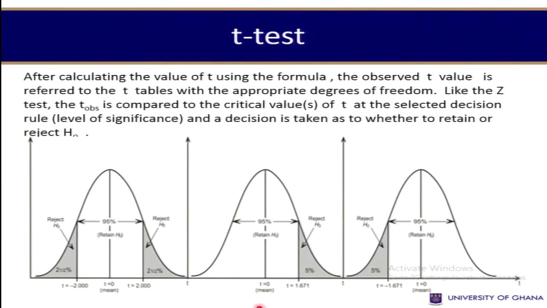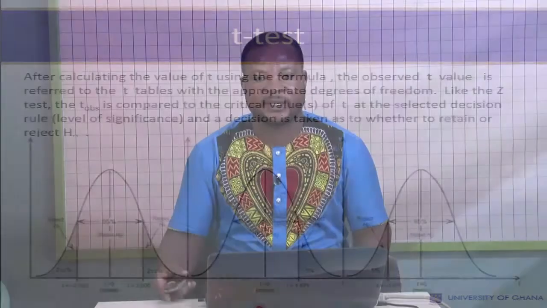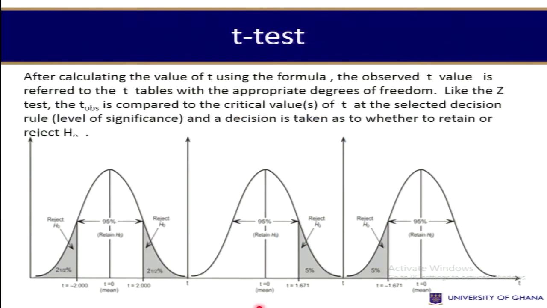And then how do we take the decision? Taking the decision is similar to what happens in the z-test. After computing the value of t using the formula, the t observed value is referred to the t tables with the appropriate degrees of freedom. Here we need the critical value. Like the z-test, the t observed is compared to the critical value of t at the selected alpha level, and the decision is taken as to whether we will retain or reject our H0.